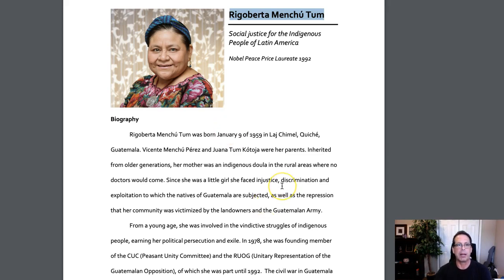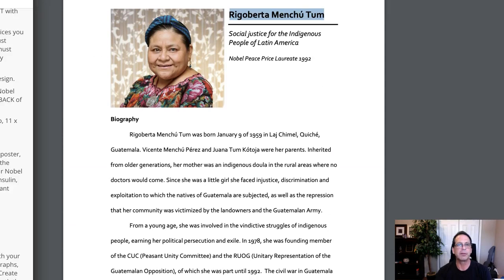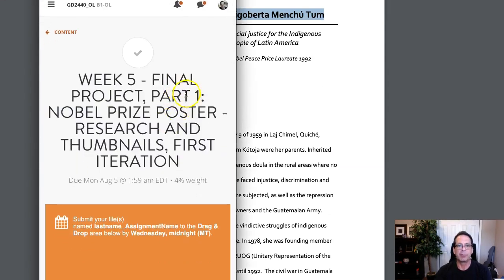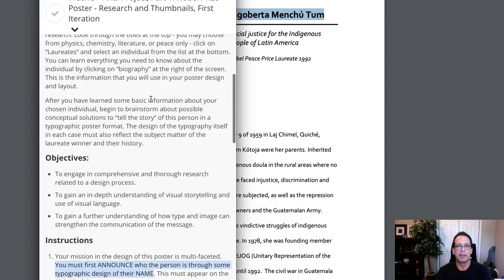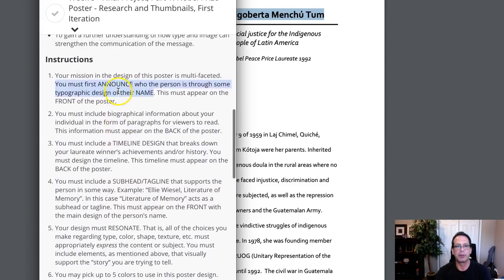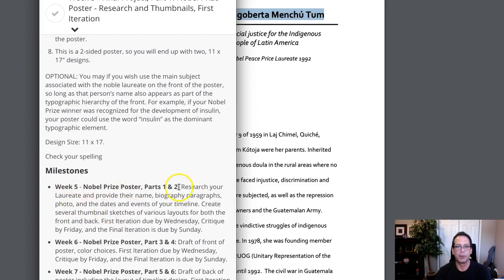So the first thing I want to do is take a look at your presentation as compared to the requirements here. And this is where I'm at. I'm on the week 5 final project part 1 instructions page. Okay, so what I'm going to do is address right now this and also this milestone, what's due this week.